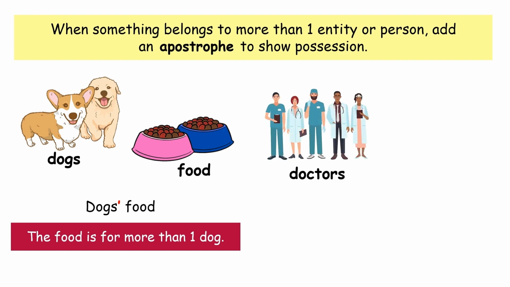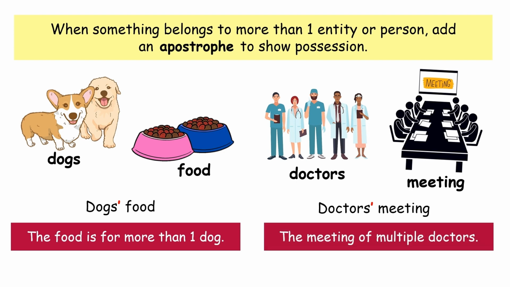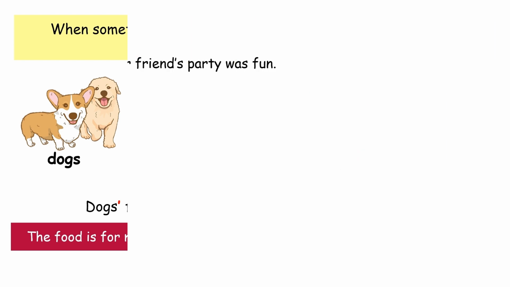Here are some doctors. These doctors are said to have a meeting. So how do we show that the meeting is for doctors? We say doctors' meeting by just adding an apostrophe at the end of the noun doctors because the noun is already plural. It tells us that the meeting is for multiple doctors.